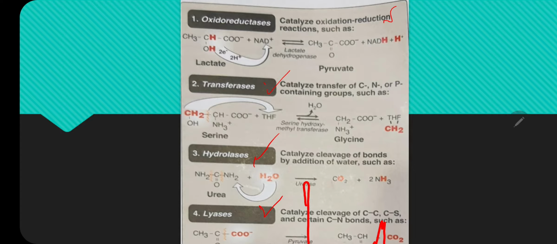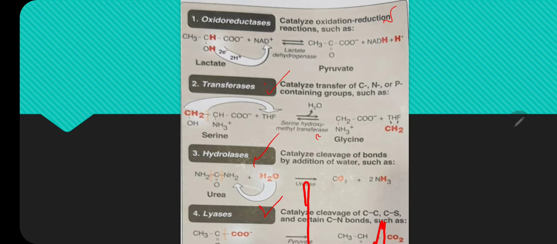The second class of the enzyme. We are classifying enzymes with examples. Transferases. It catalyzes the transfer of carbon, nitrogen, or phosphate containing groups. All those groups where carbon, nitrogen, or phosphate is present, these transferases come into action. They are important. For example, serine, an individual amino acid, converted to glycine, at that place this transferase enzyme comes into action.